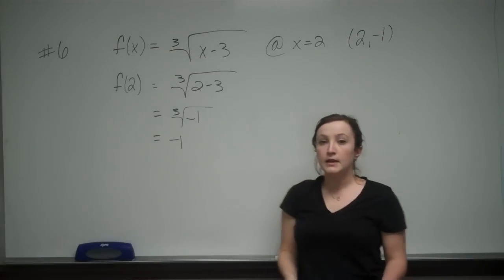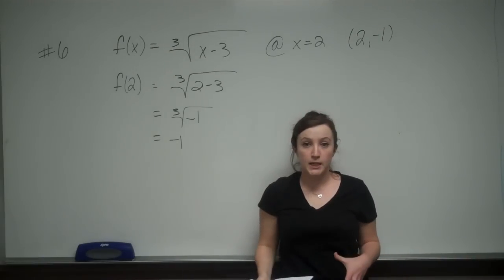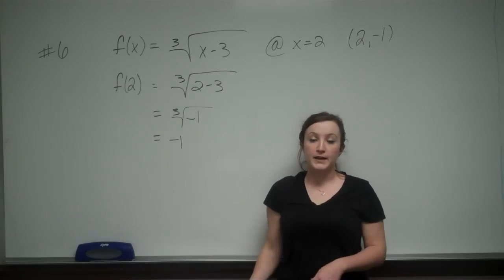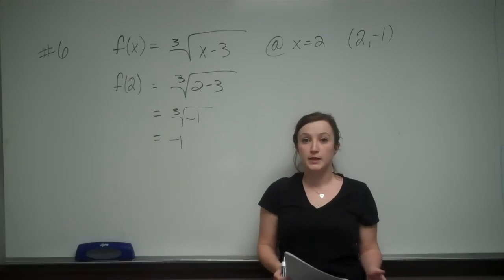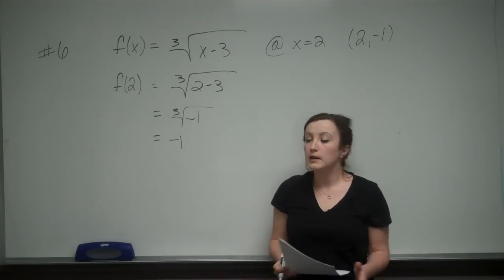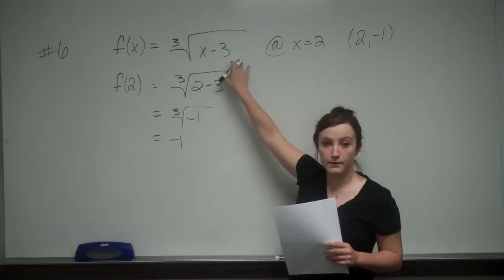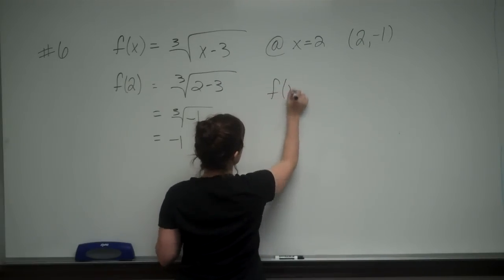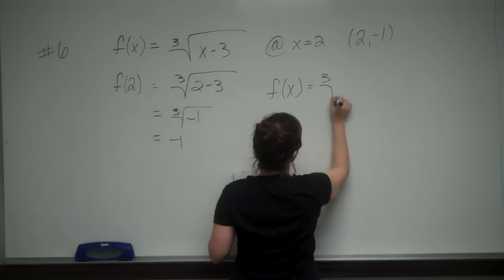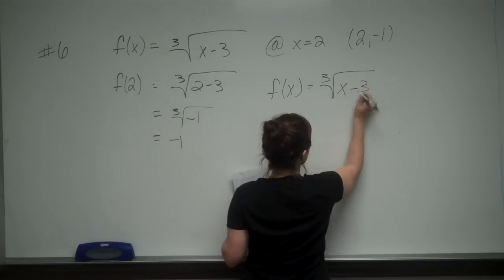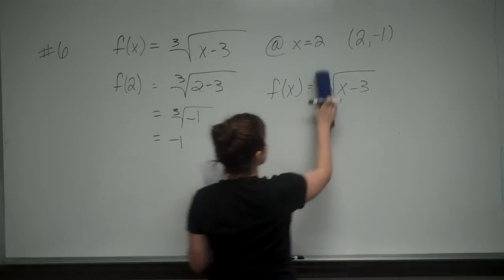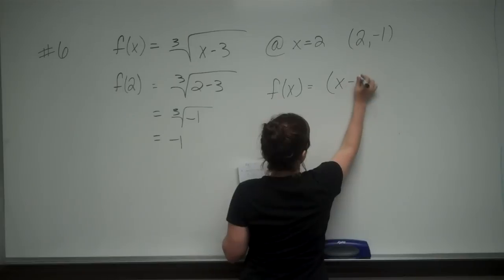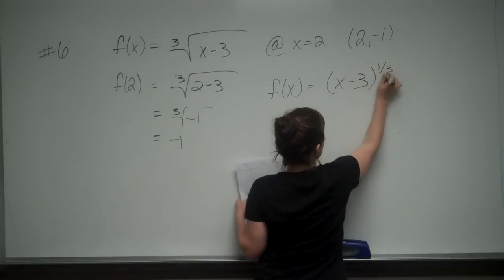So that's the point. Now we need to know the slope of the tangent line to be able to find the slope that is perpendicular to that, and therefore the slope of our normal line. So we're going to take the derivative of f of x. We know our equation f of x is equal to the cube root of x minus 3, and that can also be written as the quantity x minus 3 to the 1/3 power.